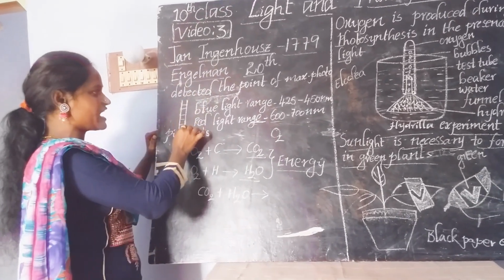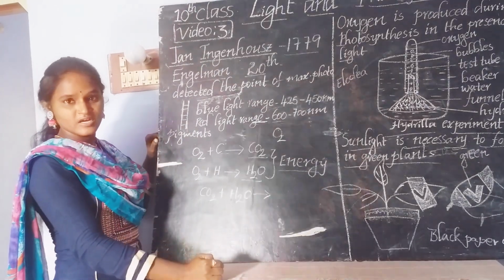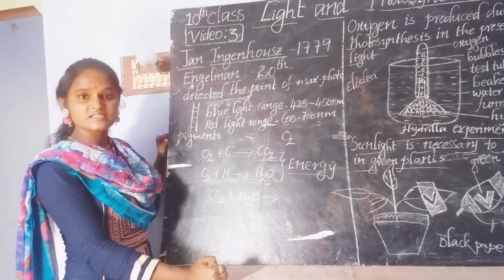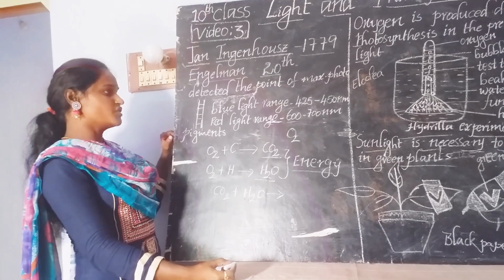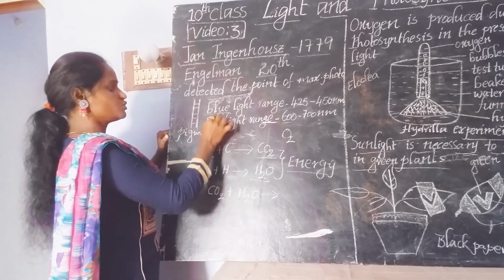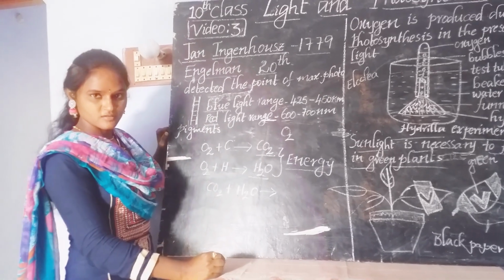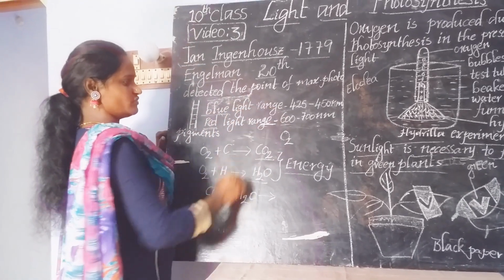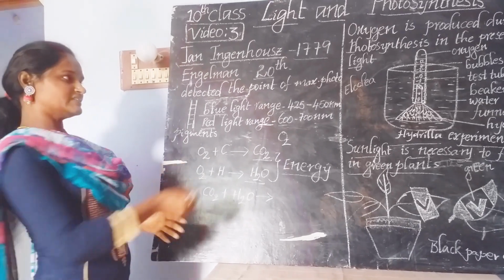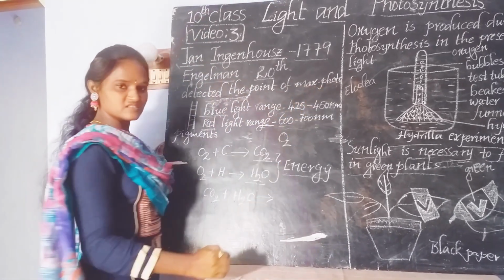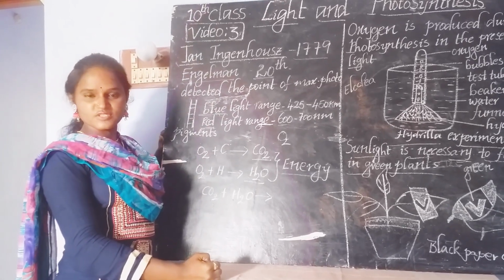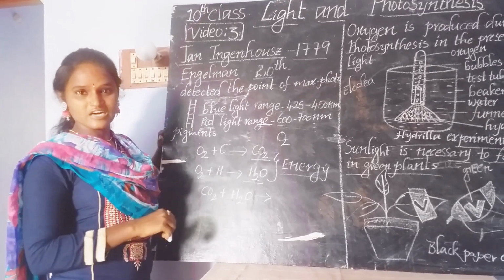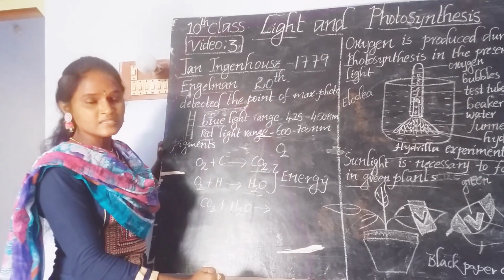He exposed the strand of algae to different colors of light, and he identified that oxygen sensitive bacteria crowded to the light where it was exposed to the blue region and the red region. He also detected the point of maximum photosynthesis, the wavelength of light at which the rate of photosynthesis is maximum. This was discovered by Engelmann in the 20th century.